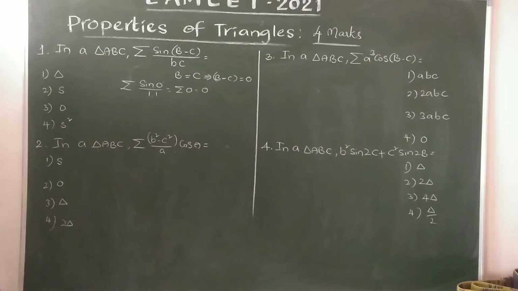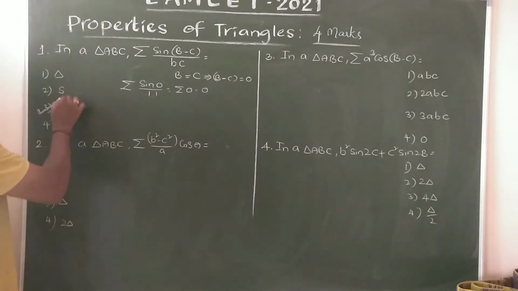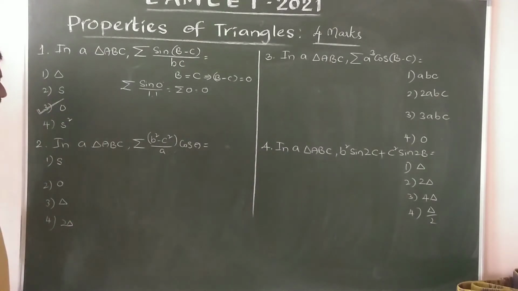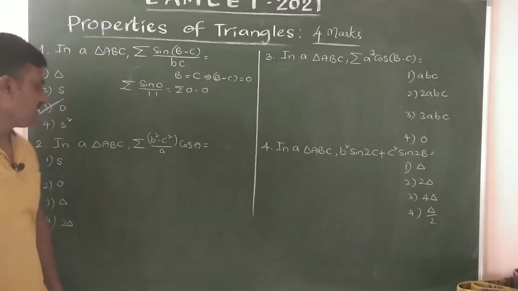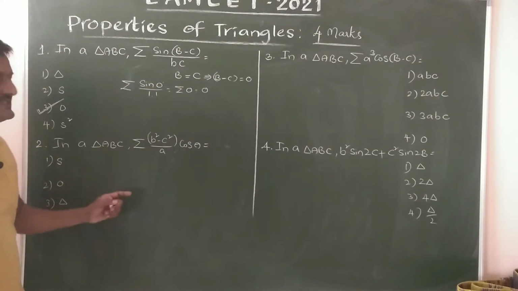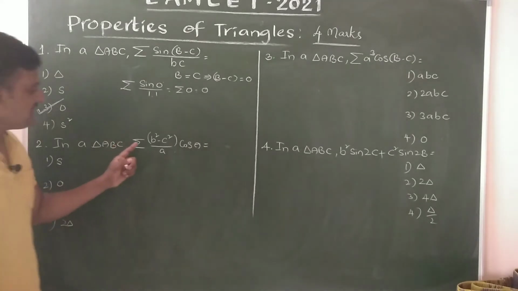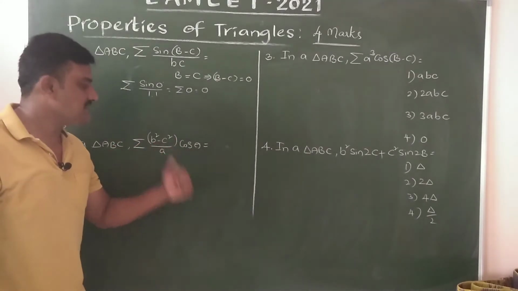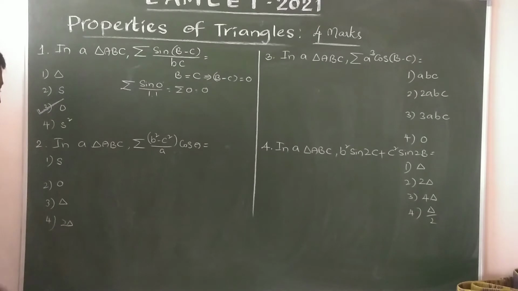Now our option is not delta, not s, not s square. The option is 0. Okay, now the second problem. The second one is also the same. Here also, in a triangle ABC, sigma (b square minus c square) by a cos a equals what? The options are s, 0, delta and 2 delta.